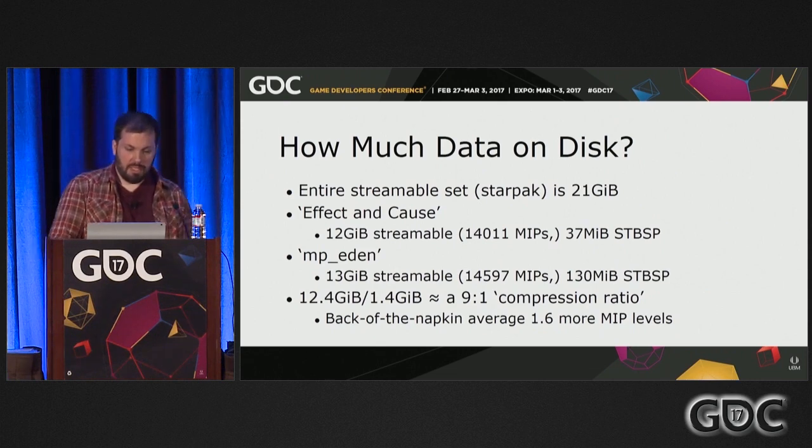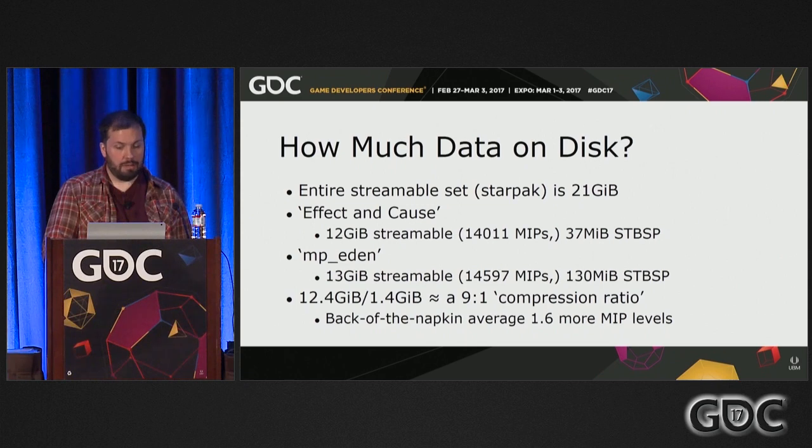As far as what ends up on the disk, our entire streamable set is 21 gigabytes. For the Effect and Cause level, which is the one where you travel through time, you can use up to 12 gigabytes of that. That's 14,000 MIPs. And the file that contains the static pre-computed data with the columns is 37 megabytes. For MP Eden, which is just sort of an average multiplayer level for us, it's about the same, but the column file is bigger because the playing area is bigger.